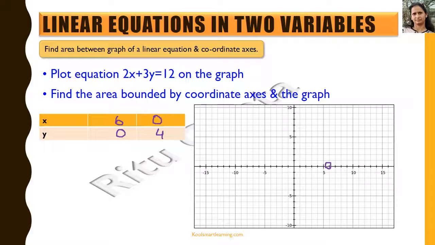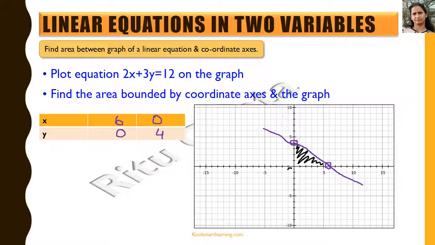And x equal to 0 and y equal to 4 is the other solution. So we can simply join these two points and extend it if we want, but for finding the area, in this case we don't need to extend it. Now we need to find the area bounded by the coordinate axes. This is the area bounded by the coordinate axes and the graph. This is the area that we are interested in finding.